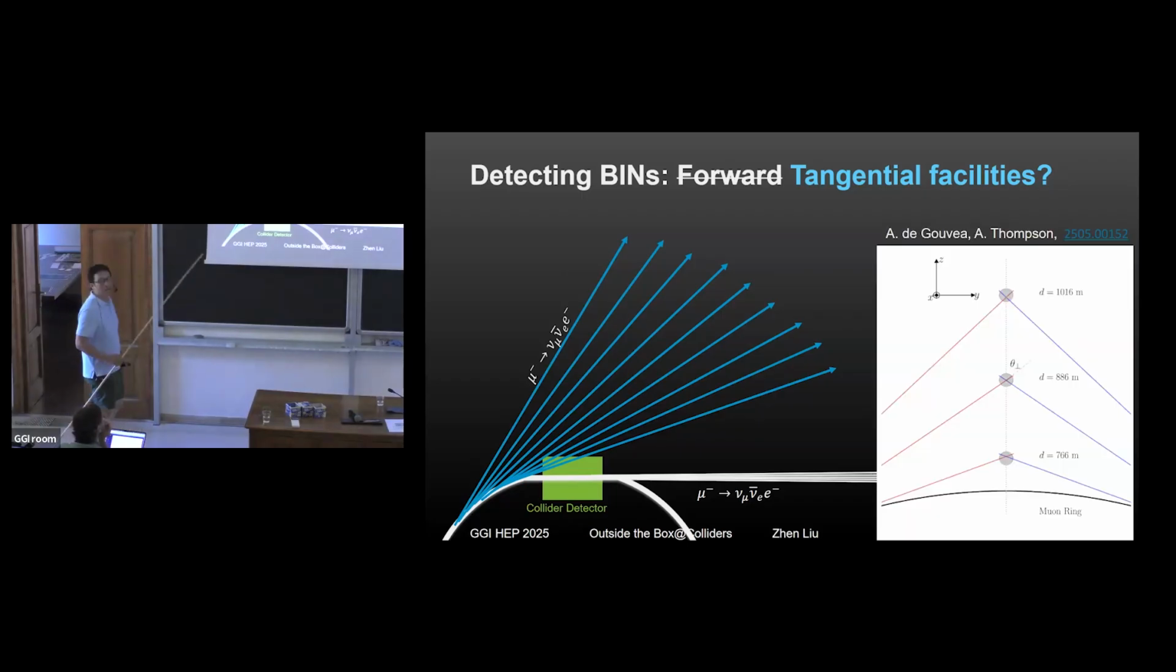So in a related idea, a few months after our work, separately by Andre de Gouvea et al., they actually studied another outside-the-box idea. They say, I have a muon and an anti-muon beam, so I have neutrinos and anti-neutrinos in the tangential direction. Maybe I should put detectors away from the collider detector, somewhere here or here in this radial direction, where these two tangential beams meet. Of course they are not detecting neutrino-neutrino collisions. They cannot. The flux is too small.